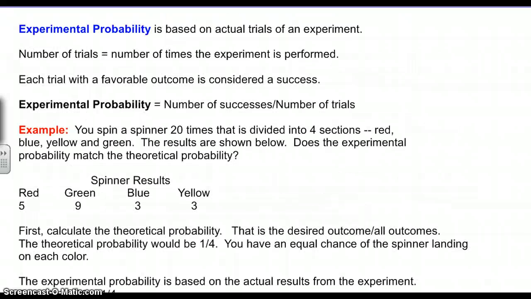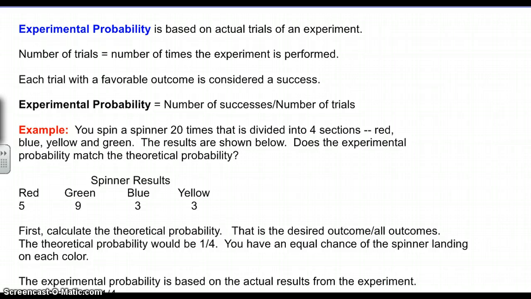Now, experimental probability is different than theoretical probability. Experimental means you're actually going to do the experiment. You're going to do a number of trials and try to figure out what the probability is based on what you actually observe in the trials. So the number of trials is the number of times the experiment is performed, and each trial that has a favorable outcome is considered a success. So experimental probability is the number of successes divided by the number of trials.